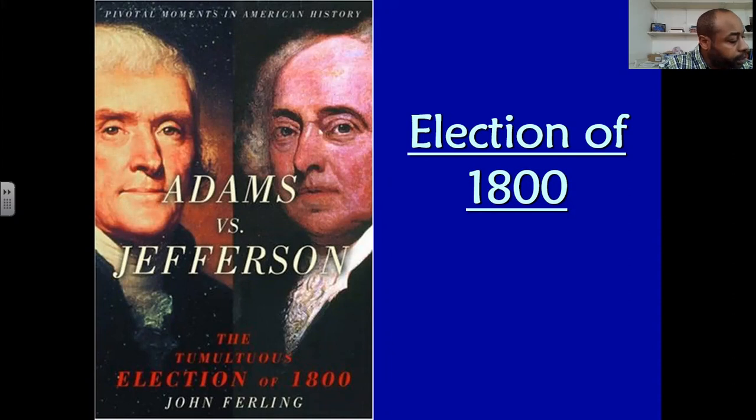The election of 1800. This is technically the fourth election in the Republic, and it's probably one of the major ones, between the former vice president turned president and then the former vice president in Thomas Jefferson, now running to be the third president of the United States. So it was a real messy type of situation when you're looking at now the establishment of political parties.